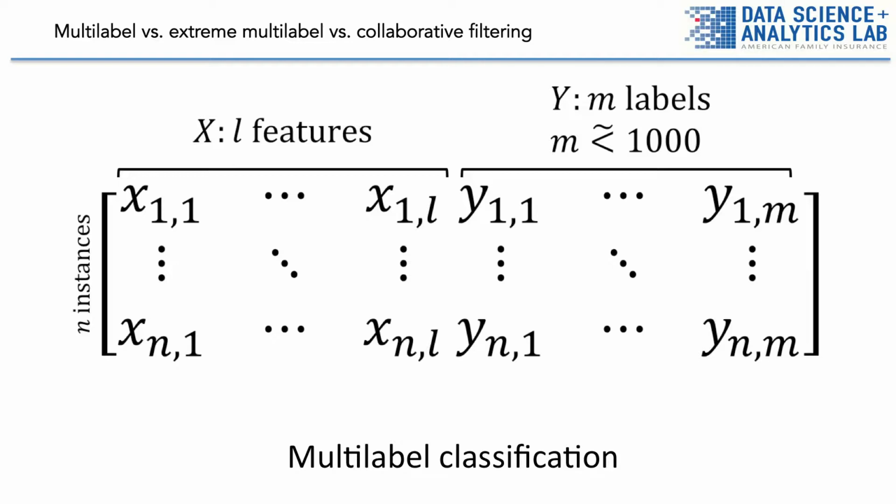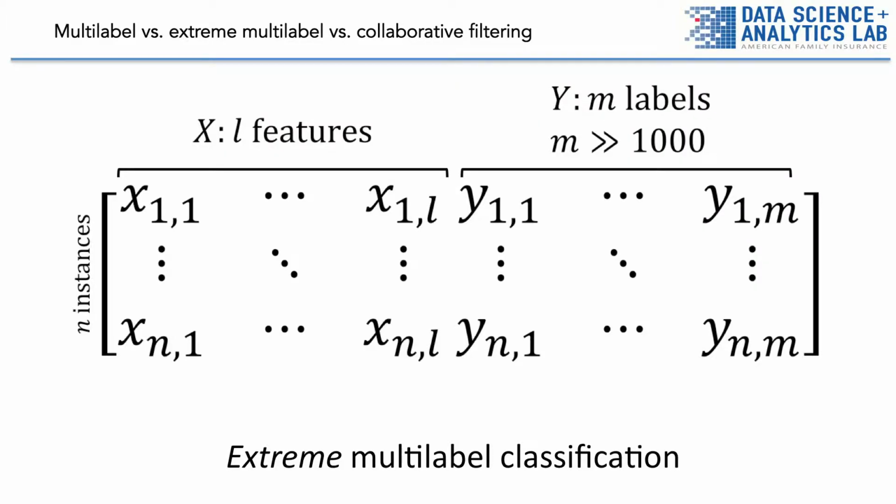In the multi-label classification task type I'm talking about, we have these predictive features, this matrix of features X, where we've got N instances and L features to use for prediction associated with each of those. And then we have these M labels, where M is a manageable number. It's less than 1,000 tags, or labels, that we want to assign to each of our input instances.